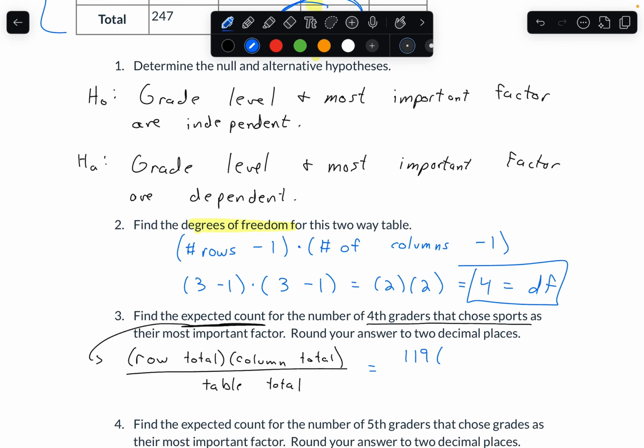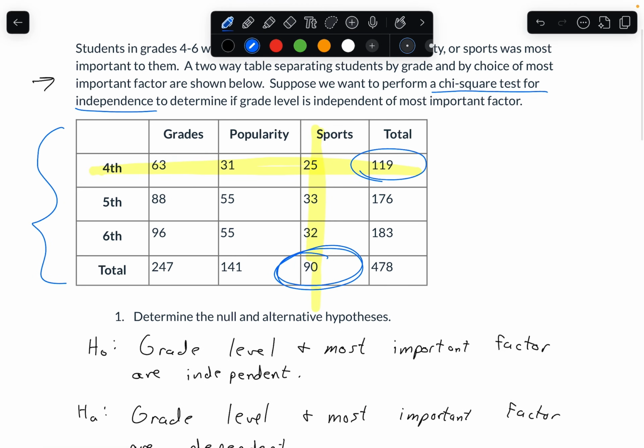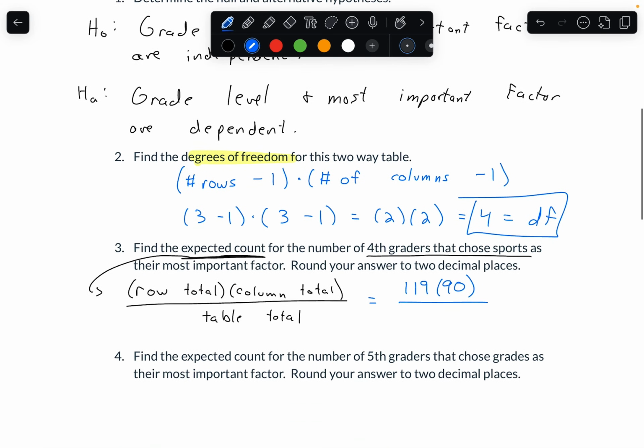So 119 times 90. Divided by my table total. This is just the total number of responses that I have in my survey. So in this case, divided by 478. I'm just going to go ahead and do a little bit of multiplication and division here. So 119 times 90 divided by 478. I ended up with 22.41, rounding to 2 decimal places. So this represents the expected count.